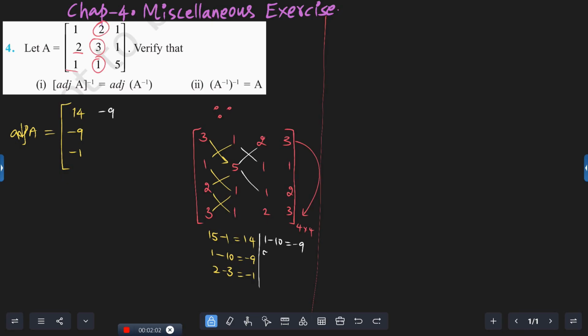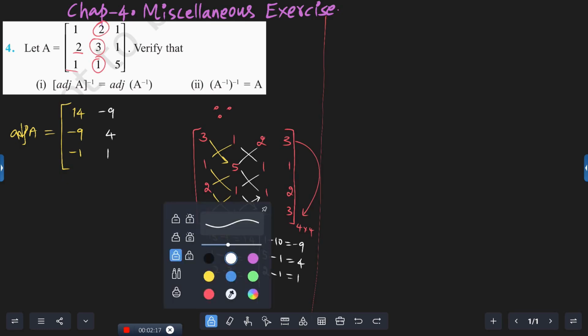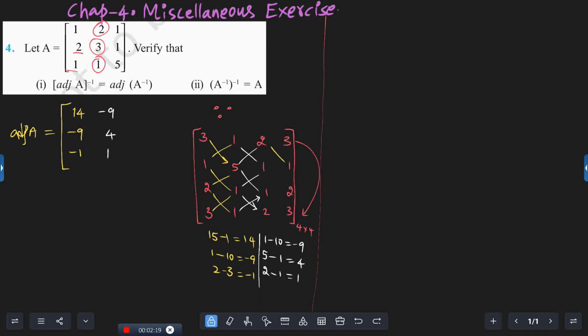Same manner here: 1 1s are 1, 5 2s are 10, which is equal to minus 9. So here minus 9 you will be getting. 5 1s are 5, formula minus 1 1s are 1, which is equal to 4. So that 4 you will be getting. 1 2s are 2, formula minus 1 1s are 1, which is equal to 1. That's it. And same manner here 2 1s are 2, formula minus 1 3s are 3, which is equal to minus 1. So here minus 1 you will be getting.